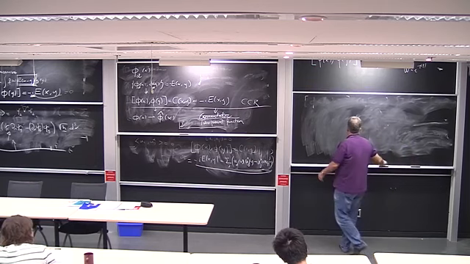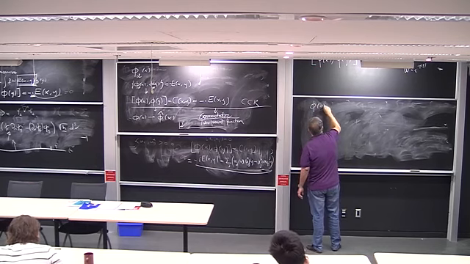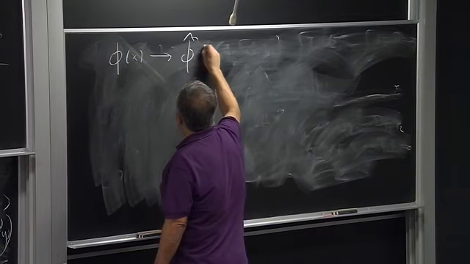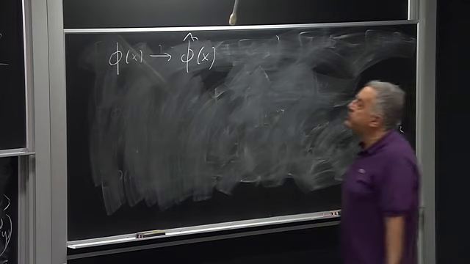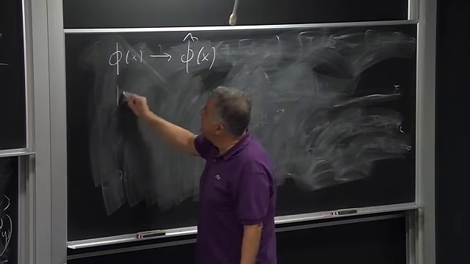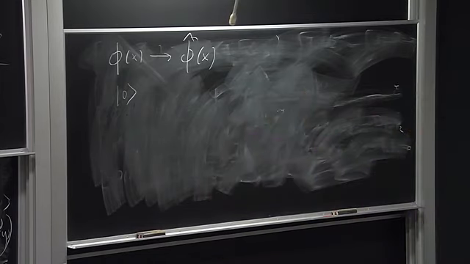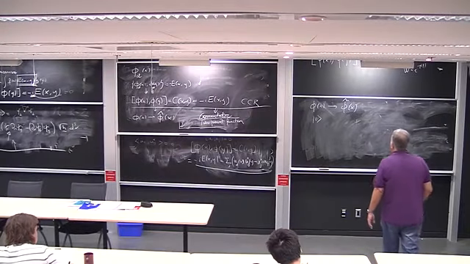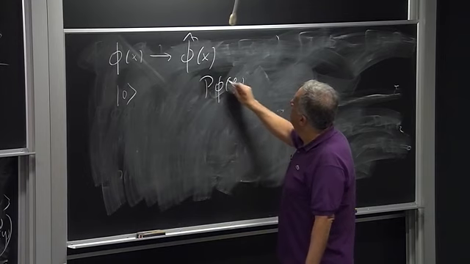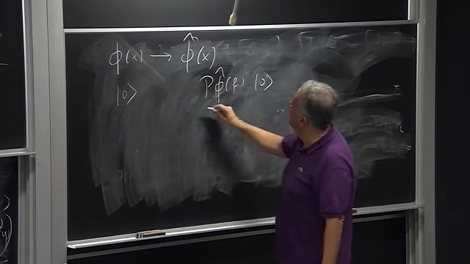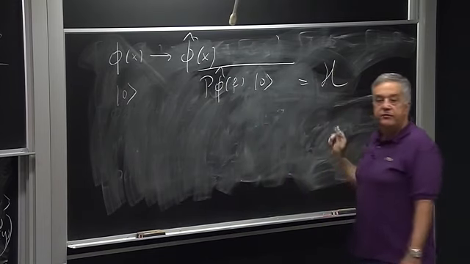So suppose you are now constructing a representation. Phi of x goes into an operator. And you suppose that in your representation, there is a cyclic vector that you call |0>. What does it mean? It means that if you apply polynomials in the field to this vector, which is cyclic, and you close this set, you get the whole Hilbert space of the theory. Okay?